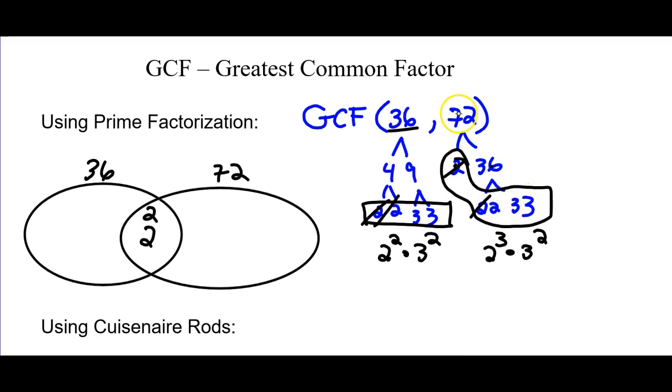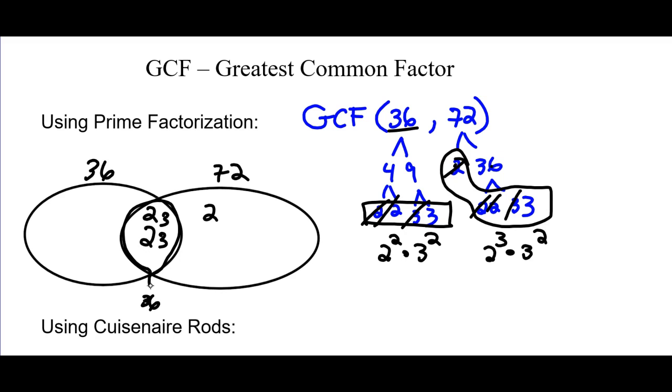They don't share that third 2. That just belongs to 72, so I'm going to write the 2 out here. They share a 3, and they share another 3. So I end up with 2 times 3 times 2 times 3, and what they share right here in the middle is 36. So this is my greatest common factor between the two of them. That's a great way to illustrate why this method works, not just how to do it.